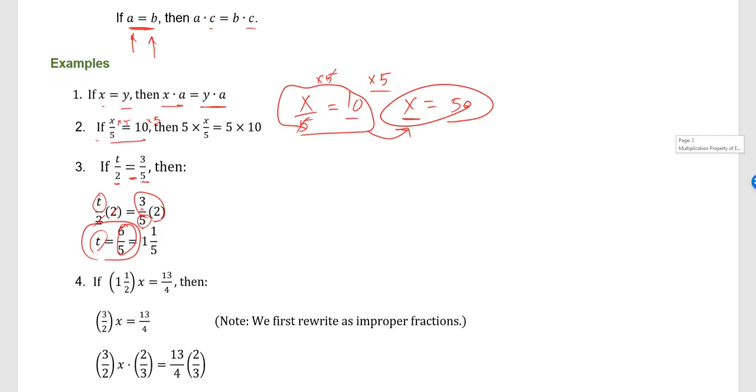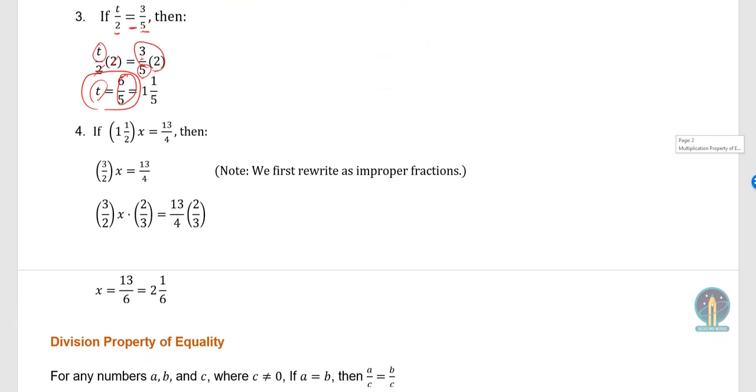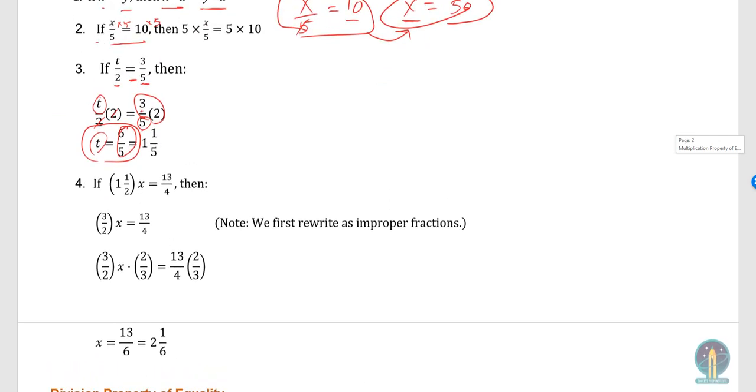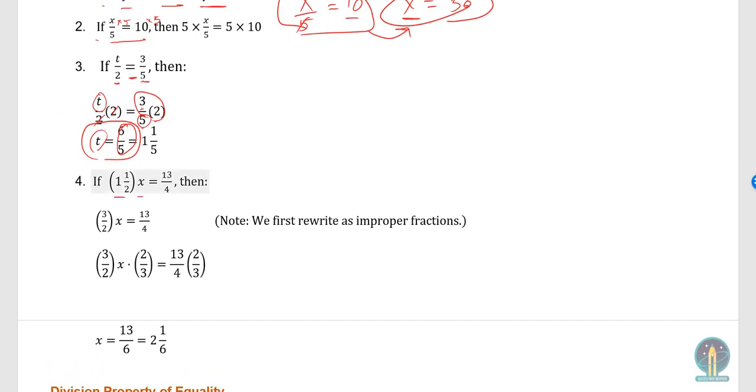Okay. Next example, if 1.5x is equal to 13 over 14, then we can first rewrite 1.5 as an improper fraction, right? So 1.5 becomes 3/2 x, and that's equal to 13 over 14. Okay, so how do we get it? We would like to isolate the x by itself so we could solve for it.